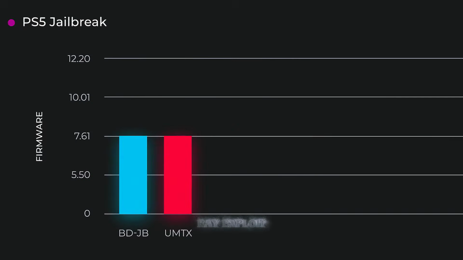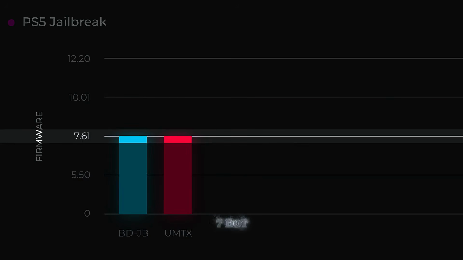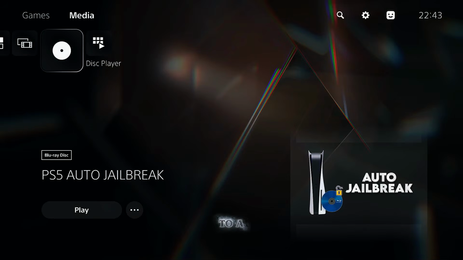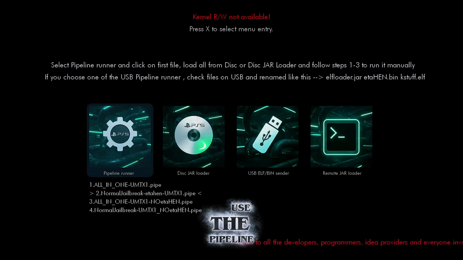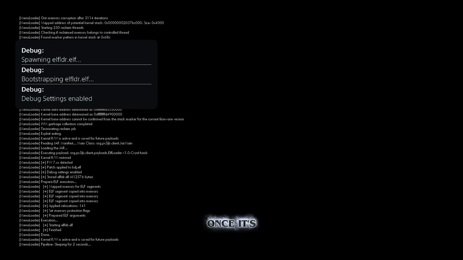The downside is it only works on firmwares 5.50 or older. Next up, we have the Blu-ray exploit, BD jailbreak, which is also chained with the UMTX kernel exploit, allowing you to jailbreak up to 7.61 firmware. Just like the PS4, we burn an ISO to a Blu-ray disc and load it up on the console. Then we can use the pipeline runner to execute the full exploit chain that will result in loading the jailbreak and also closing the disc player once it's finished.